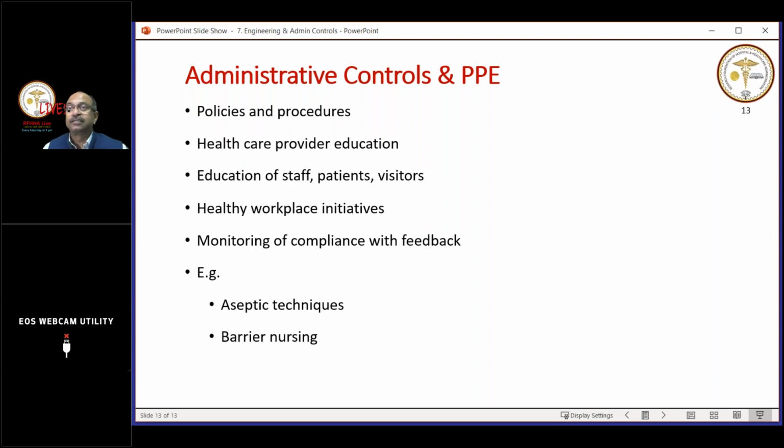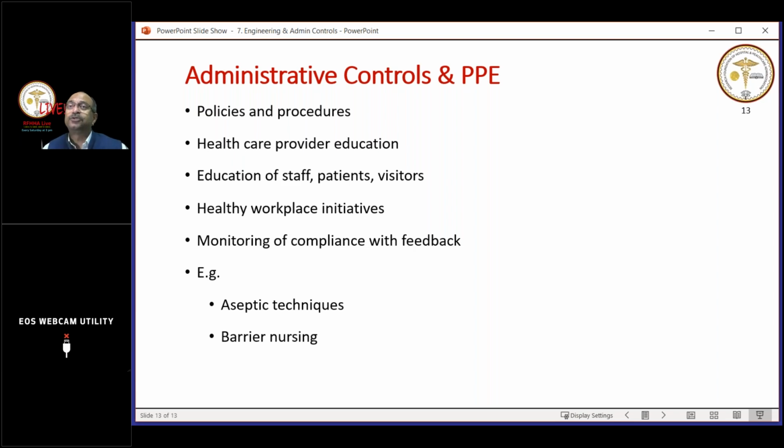Now, for this purpose, if you have an engineering control, or if you can eliminate it, then obviously it is much cheaper. But then in infection control, as I've said earlier, it is almost impossible to eliminate the risk altogether. Then we have education of staff, patients, and visitors.